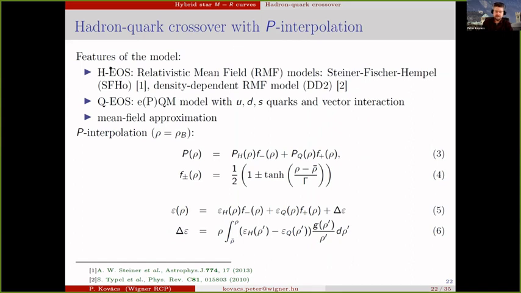So we take an equation of state for the hadrons as a relativistic mean-field model. We use two of them: the Steiner-Fischer-Hempel, the SFHo model, and the density-dependent RMF model, this DD2, and for large densities we use our model. So there is some P interpolation. It means that we take the pressure in both models and we connect them with some smooth function, which has two parameters: the width of this region and the middle point of this region. We calculate the energy density according to thermodynamical relations.